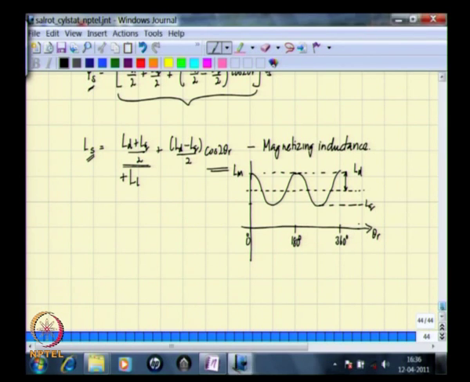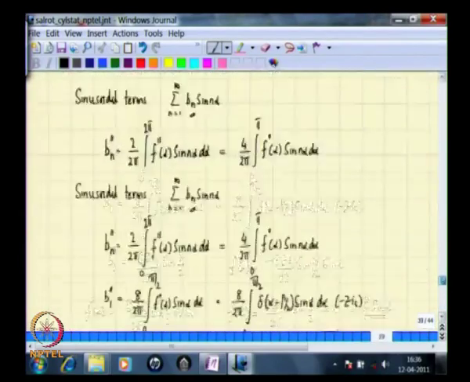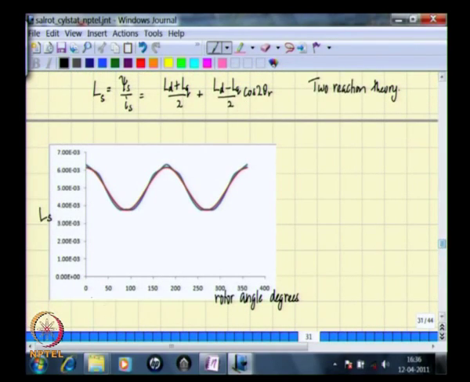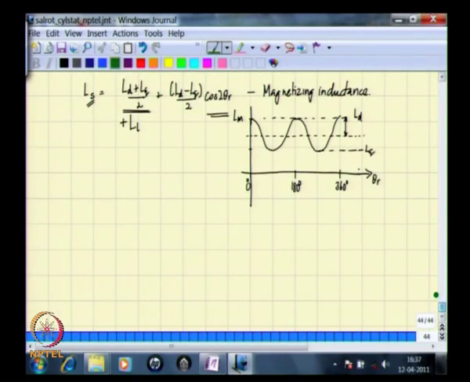Now if we look back at the plot obtained through finite element study for a particular winding, we saw again a similar distribution from 0 to 360 degrees. You see that there are 2 cycles of variation, therefore there must be a cos 2 theta term and a mean term, and the expression is as what we have derived. Therefore whether the winding is concentrated or distributed, the form of the expression remains the same.